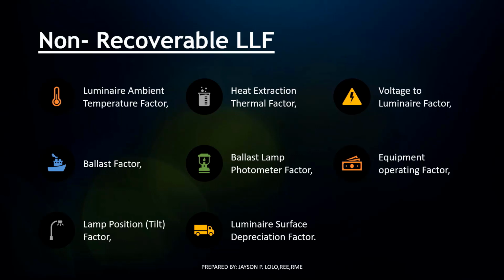So lamp position factor adjusts the lumen output and it is defined as the ratio of the luminous flux in the given operating position to that in the test position.